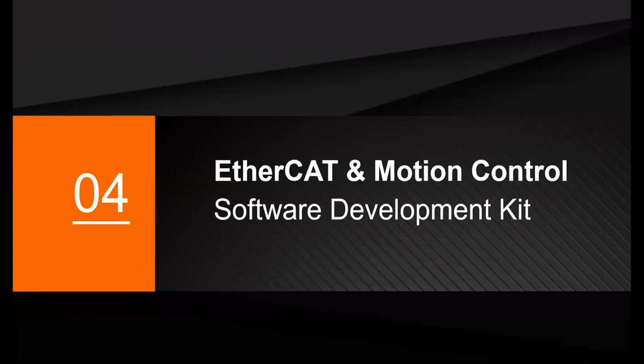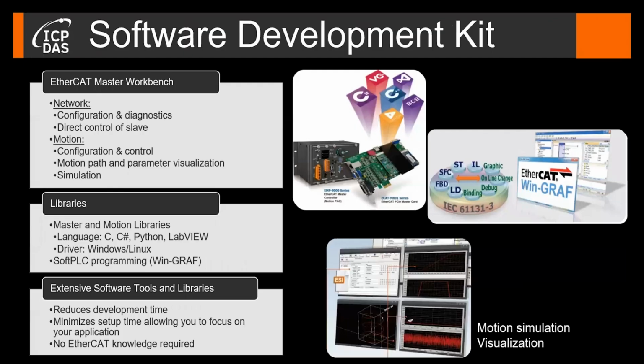Now to the software development kit provided for our EtherCAT master and EtherCAT-based motion controllers. ICP DAS provides extensive software tools and libraries for its EtherCAT master to assist the system integrator in setting up the EtherCAT network and implementing the application program. Our EtherCAT master workbench is called EtherCAT Utility. This software contains configuration and diagnostic functions to speed up the construction of an EtherCAT network. In addition, this tool can take direct control of each slave, read its input and set its output data.